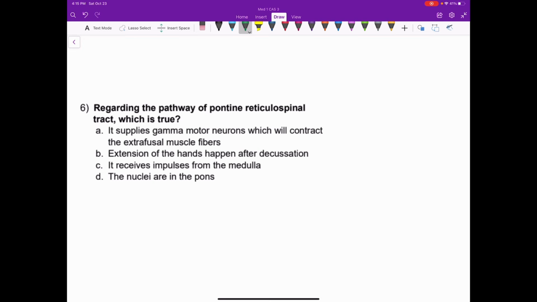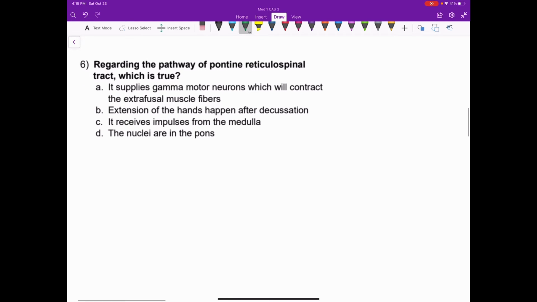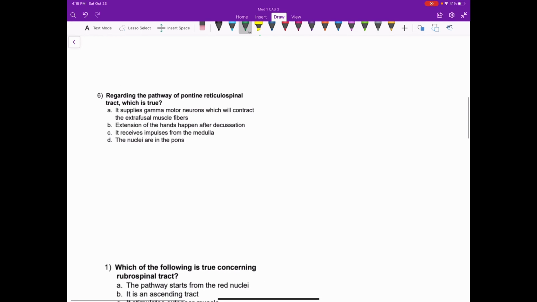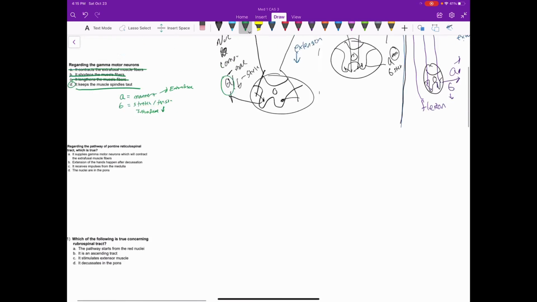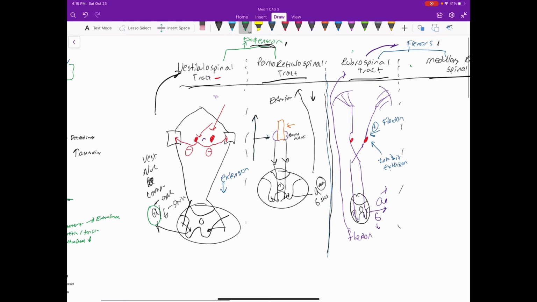Now, regarding the pathway of the Pontine reticulospinal tract, what is true? Okay, so remember what the Pontine reticulospinal tract was. Real quick, let's go to him. He gets it from the ascending fibers, goes to the reticular formation through the Pontine nuclei, down through the spinal cord to the anterior gray horn, alpha, gamma motor neurons, and it helps extend the muscles.